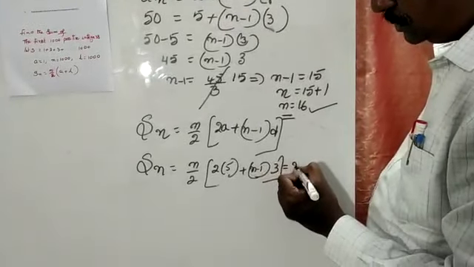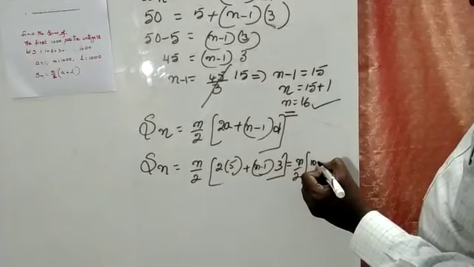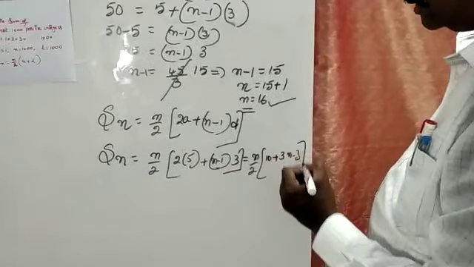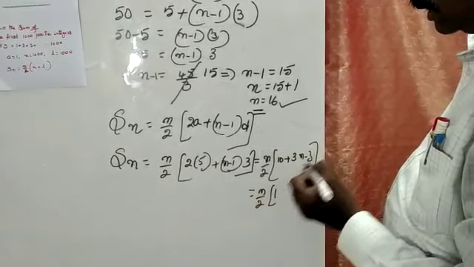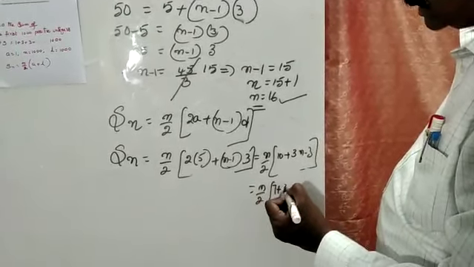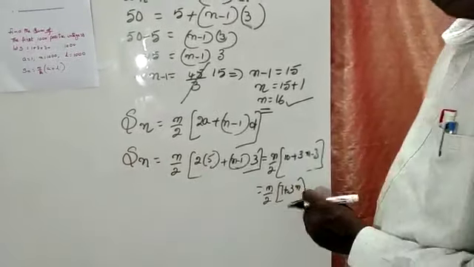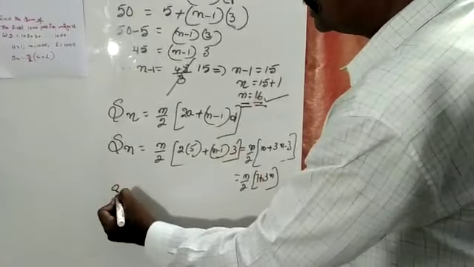That is equal to N by 2 of 2 5s are 10 plus 3 into N, 3N minus 3. That is equal to N by 2 of 10 minus 3, 7 plus 3N. So this is the SN value. But suppose he has to find the S16. Again you have to substitute.